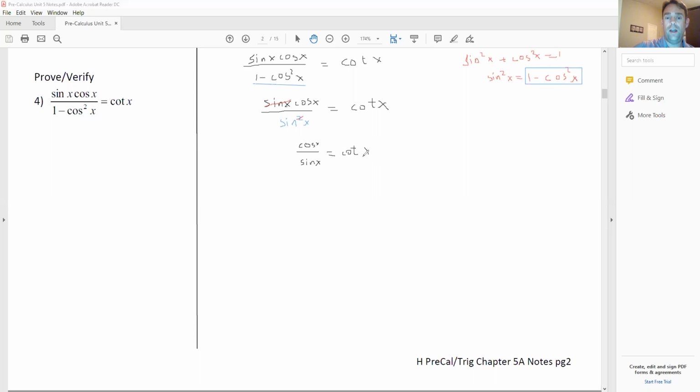And now I have one final little trig identity here. Cosine over sine, that is cotangent. Sine over cosine is tangent, but cosine over sine is cotangent. And so now I've made that left side turn into the right side.